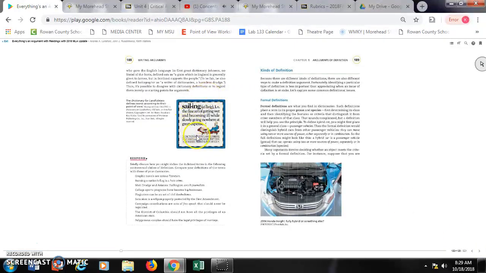Notice that there are also visual representations, pictures, and images within your textbook. You'll also be using visual representations in your essay.